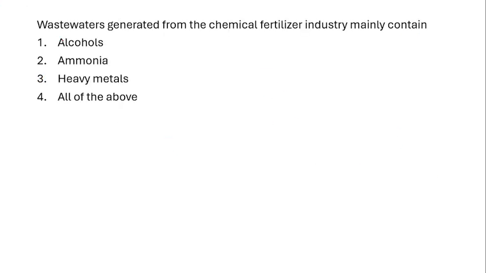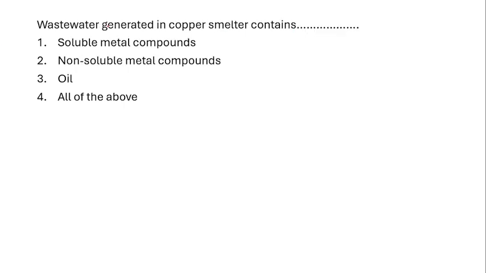Now the next question is about wastewater generated from the chemical fertilizer industry. The chemical fertilizer industry wastewater contains everything: alcohol, ammonia, heavy metals. So all of the contaminants are present in the wastewater produced from the chemical fertilizer industry. Wastewater generated in a copper smelter contains... all of the above. All the soluble metal compounds, non-soluble metal compounds, and oils are produced in the copper smelter industry.